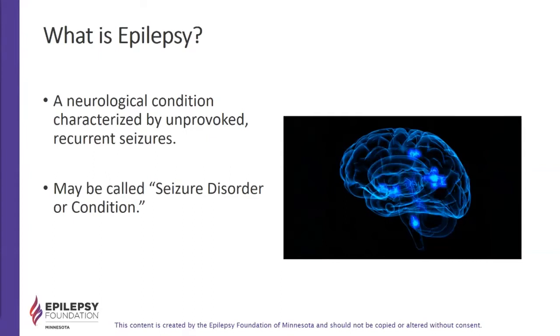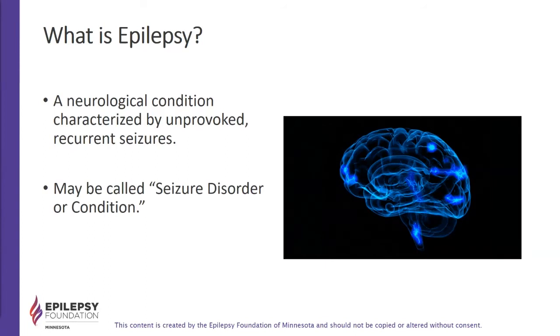Unprovoked, so not occurring because of another medical condition, things such as diabetes, so having high insulin levels or low blood sugar. Someone could have a diabetic seizure. We know in children we see seizures due to high fever, febrile seizures, and we'll talk a little bit more about those later on. And then recurrent, so someone who is having more than one.